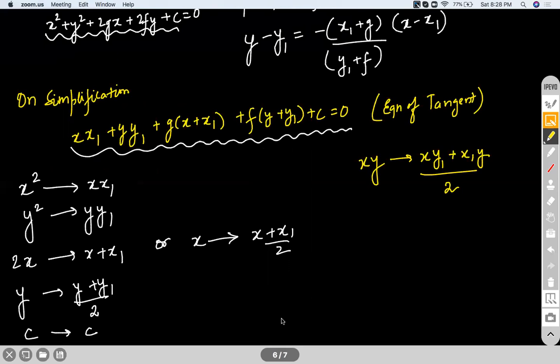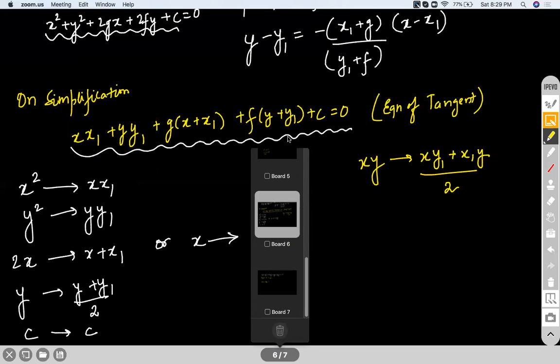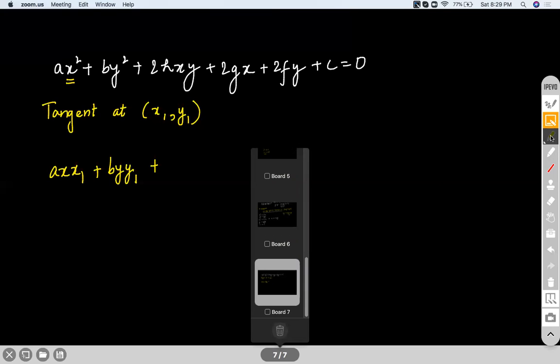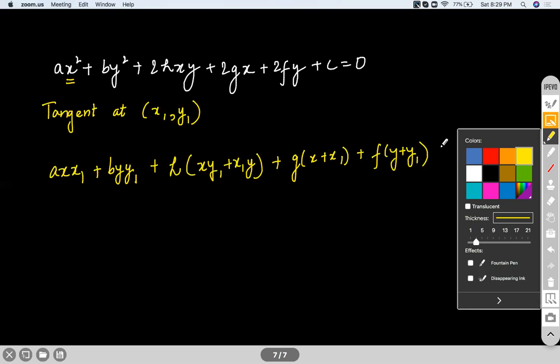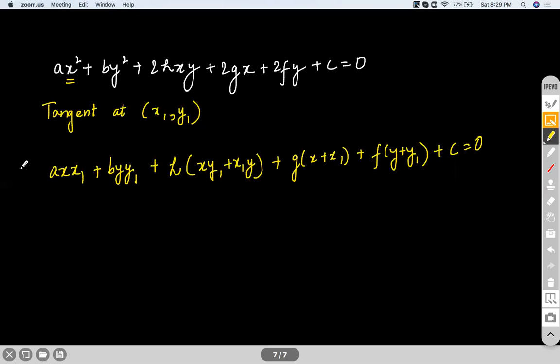So this 2hxy will become h(xy1 plus x1y). 2gx will become g(x plus x1). 2fy will become f(y plus y1). C remains a c. So this is a much faster way to get the equation of the tangent rather than finding slope and constructing the slope point form, etc. So this trick you remember for any conic. It will work for any conic.